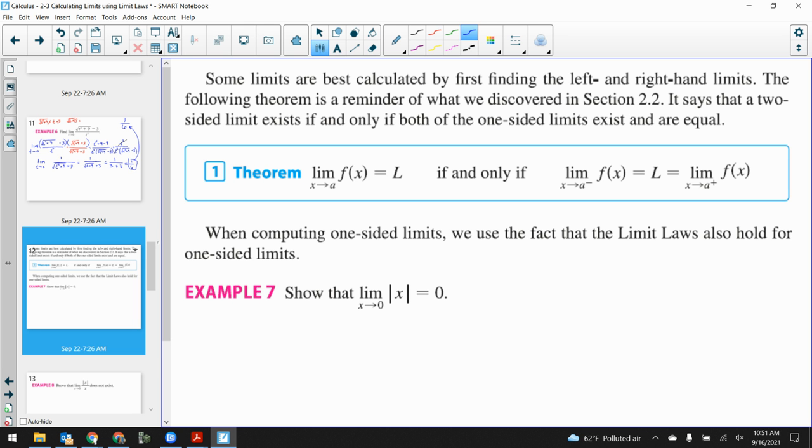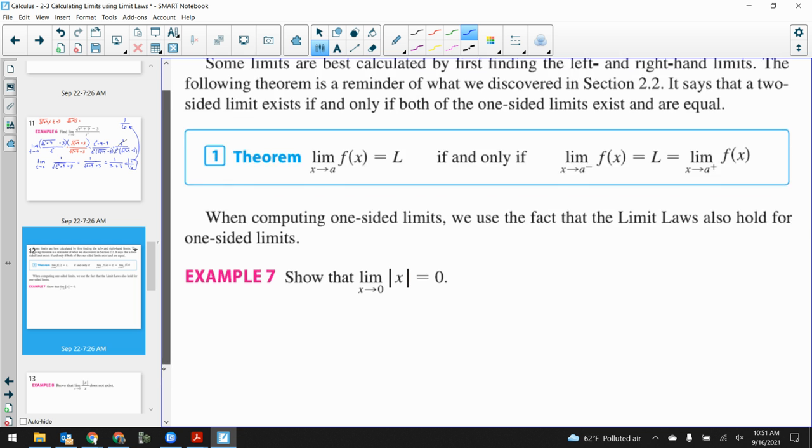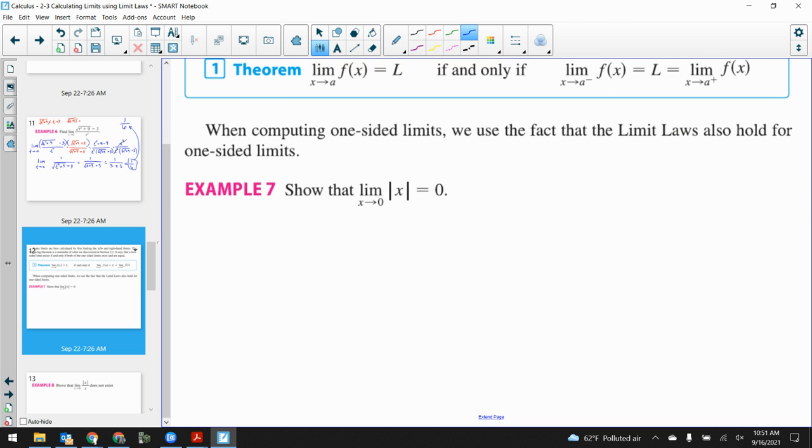Now, could I do direct substitution here? Yes, but it's saying show that. Show it. Okay, we're going to show it by using one-sided limits. Remember that the absolute value of x is really like a piecewise function, right?